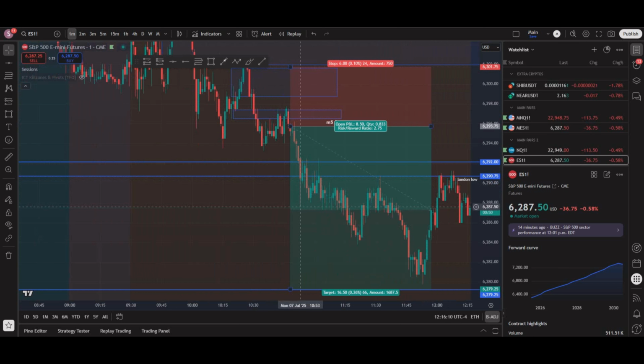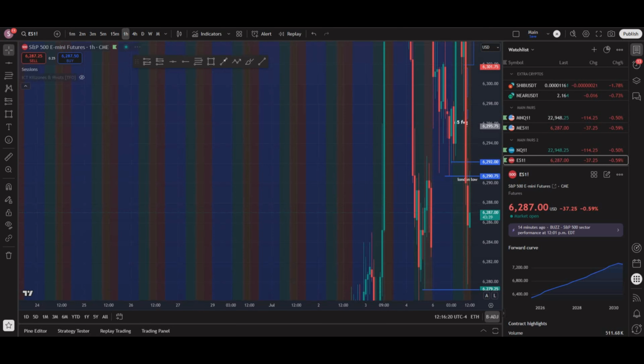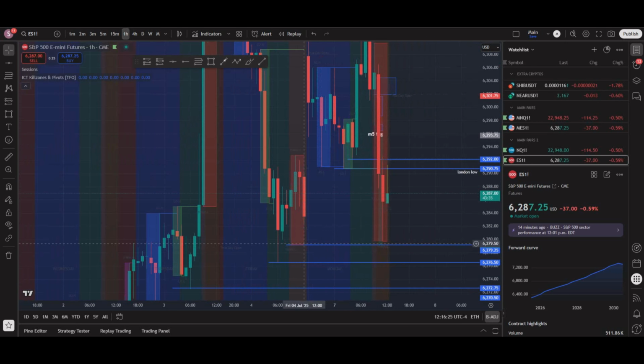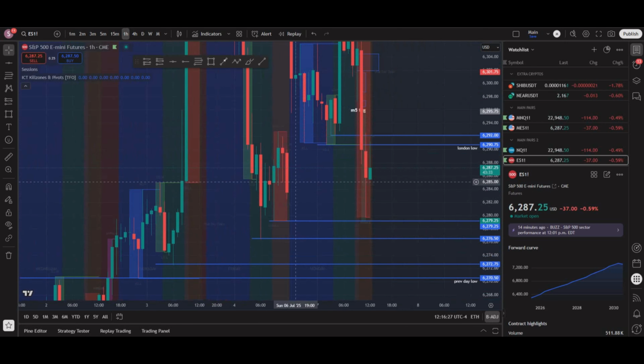We had a huge bearish candle get formed. I closed it manually right about here at about 6288.25, somewhere around there, and I moved my stop loss to break even. And then I left the other 50% to kind of run, and I wanted to see this New York AM low get taken out right here at 6279.50.